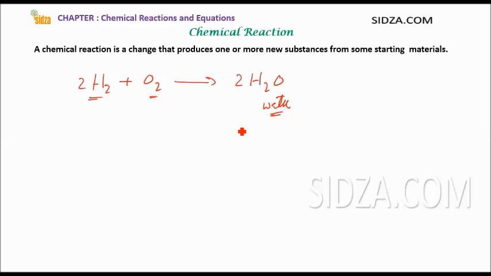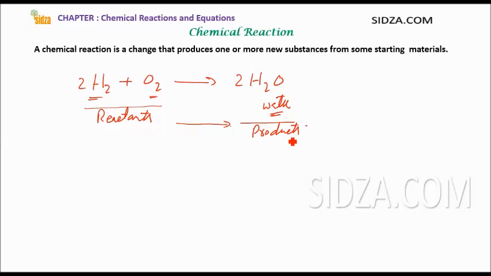And when a chemical reaction occurs, we write down the reactants on the left side, and to the right side of it, we write down the products. Reactants get converted into products during a chemical reaction.